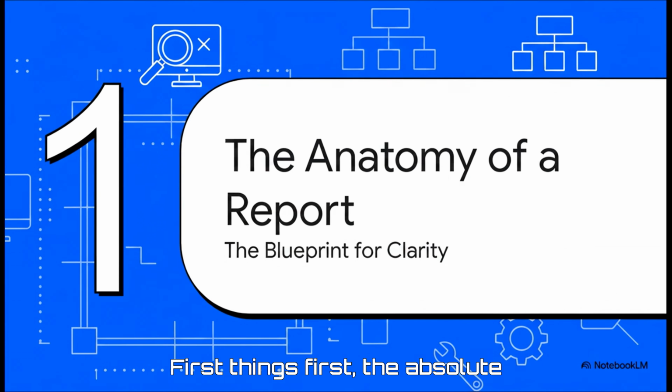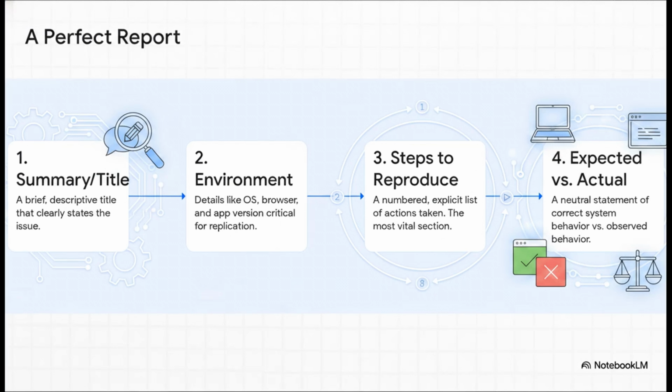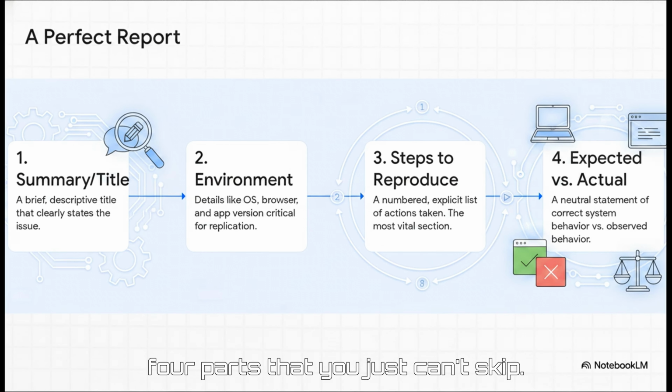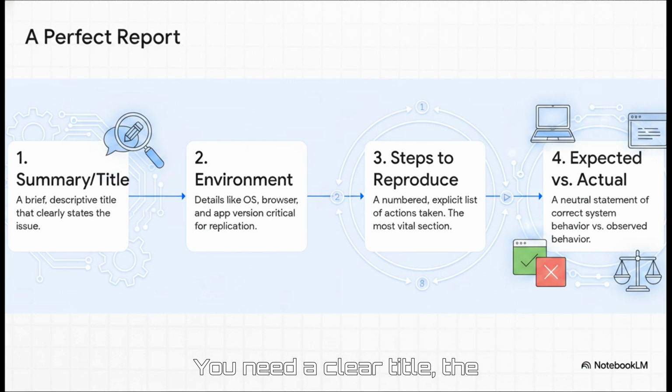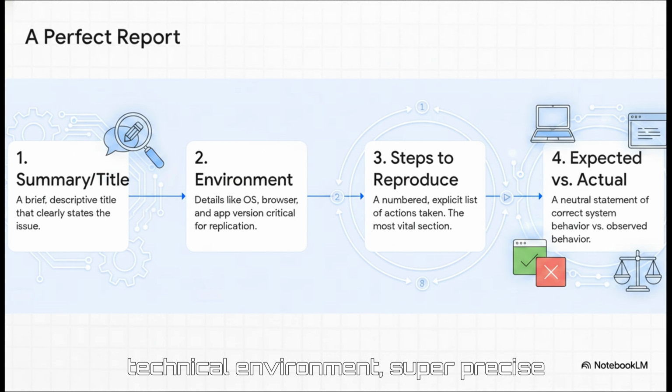First things first, the absolute foundation of it all, the anatomy of a great report. I want you to think of this as the blueprint for clarity. If you get this part right, you are, no joke, 80% of the way there. Every single great bug report has 4 parts that you just can't skip. You need a clear title, the technical environment, super precise steps to reproduce, and a simple comparison of what you expected versus what actually happened. Let's break each one down.